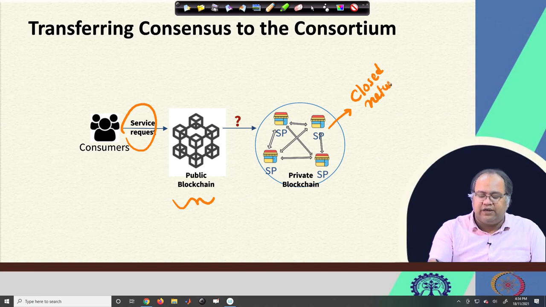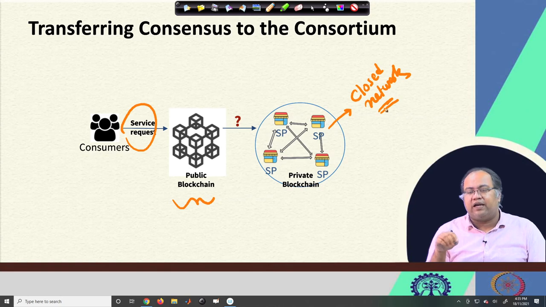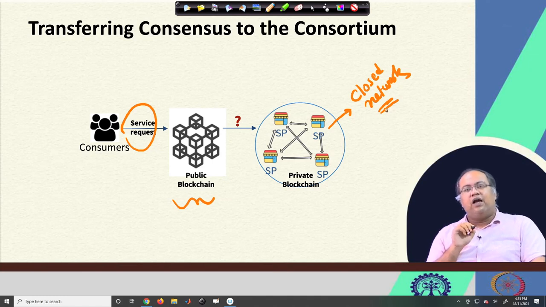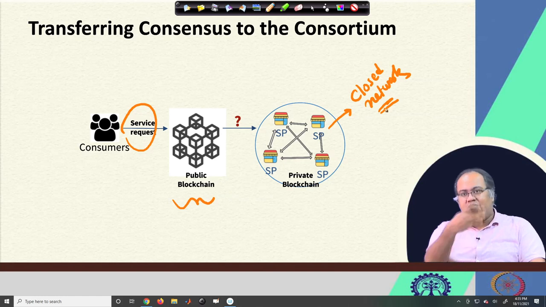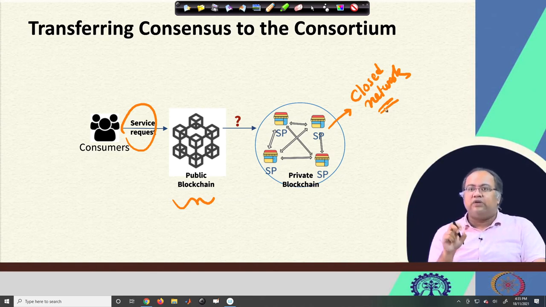Because it is a closed network, the service providers can come to an agreement among themselves. And remember, why do we want the service provider network to be closed? Because in the consumer network there can be multiple different consumers. You can be a consumer, I can be a consumer. I do not need to know you. But whenever I am getting a certain service from a service provider, I need to know the identity of the service provider. So, I need to have a kind of identity validation there.